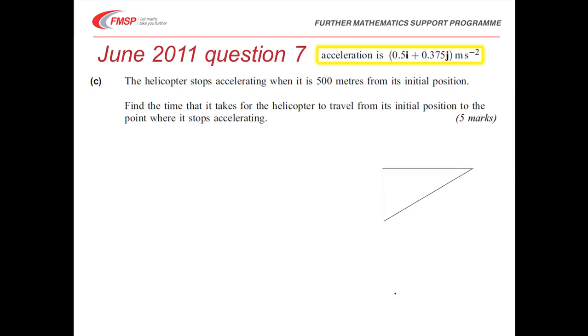If we now move on to part C, we're told that the helicopter stops accelerating when it is 500 metres from its initial position, and we're asked to find the time that it takes to get there. Now, there are lots of different ways in which you could approach the question, and it doesn't matter which you choose.